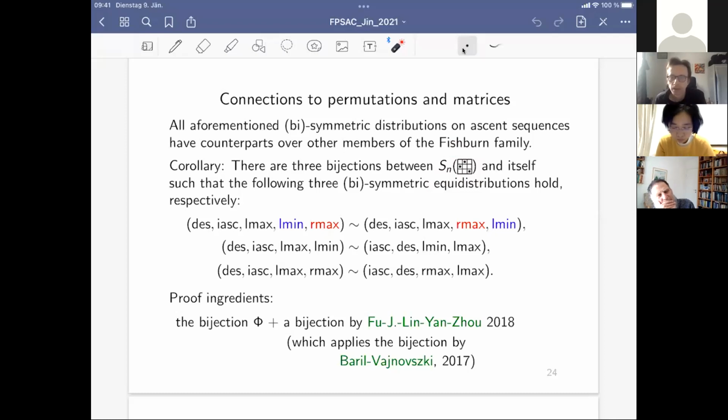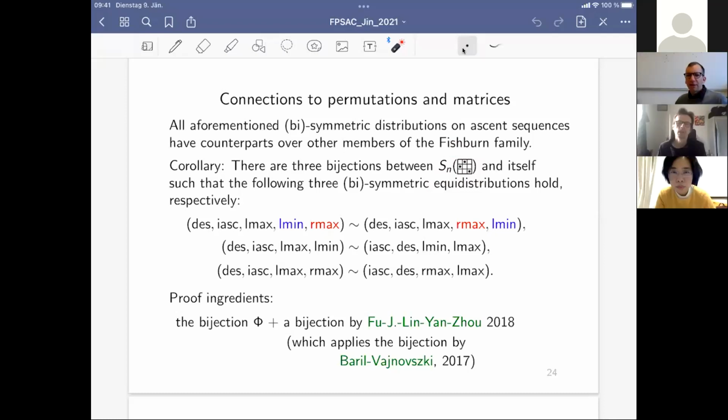Any other last question, perhaps? Yes, Martin? How did you come up with your statistics? Sorry, Martin, I cannot hear you clearly. Can you be a little bit louder? How did you come up with these statistics? Did you do a systematic search, or was it ad hoc?